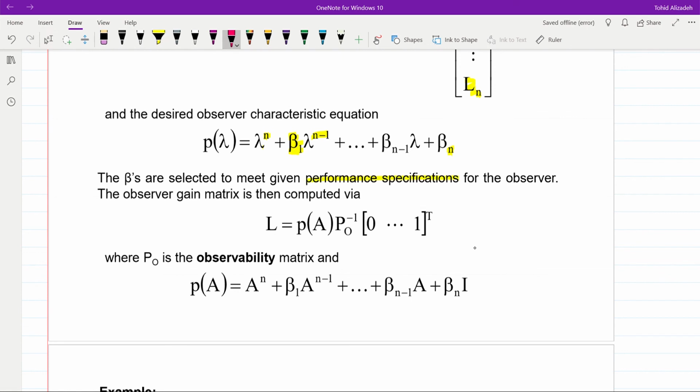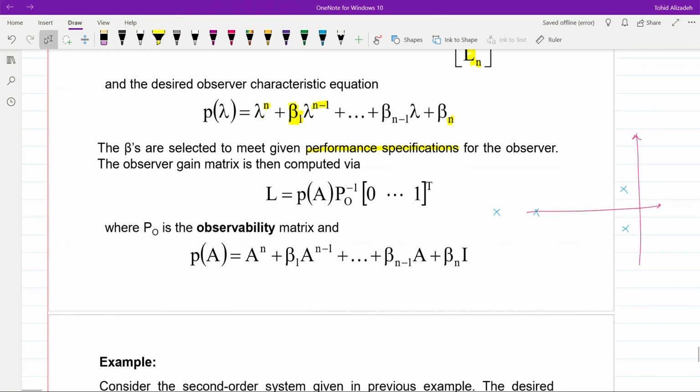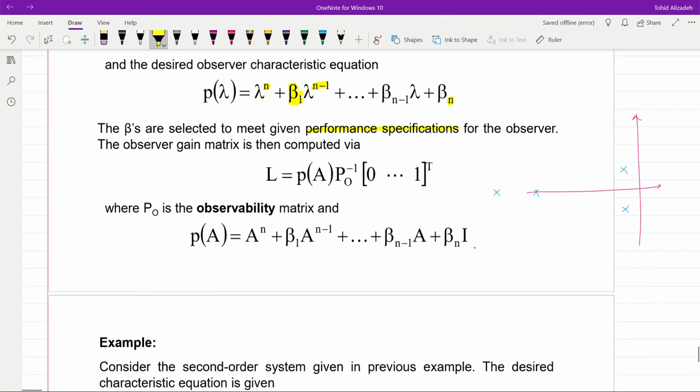And these betas will be selected in order to meet the given performance characteristics for the observer. So you will indeed determine where to place the poles of the observer. We can say that these two will be the dominant ones. If we have too many states, you can place the others somewhere else. Then we can find the observer gain matrix directly by using Ackermann's formula.